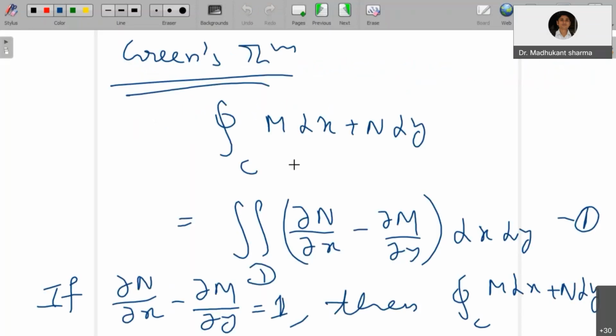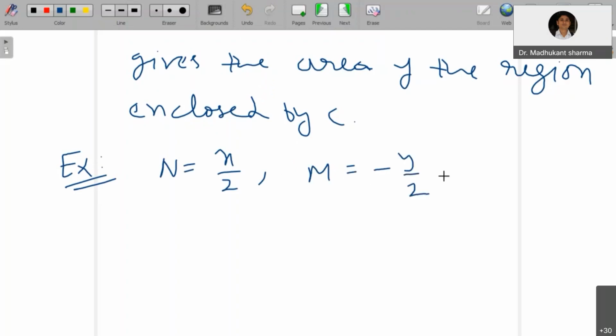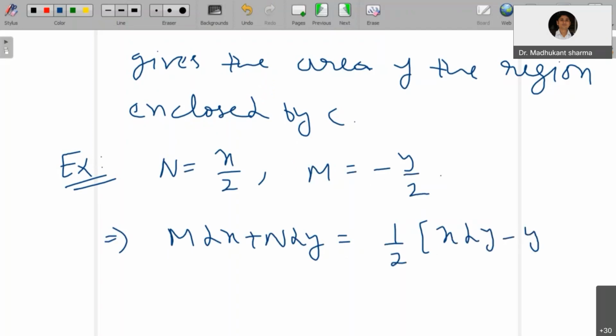So can you give an example of such one? If I take n equals x by 2 and m equals minus y by 2. Okay, I'm taking an example. So here it can be multiple examples. So n equals x by 2 and m equals minus y by 2. So this implies m dx plus n dy is equal to 1 by 2 times x dy minus y dx.